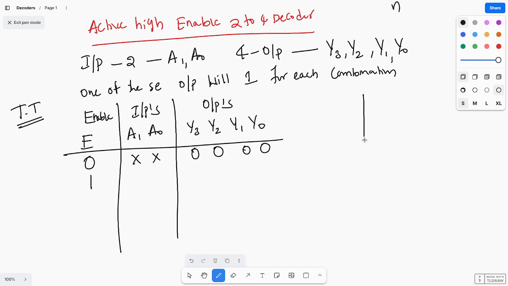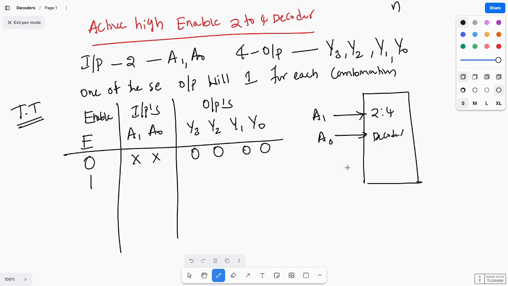If you see the block diagram, you have inputs A1 and A0, and this is a 2 to 4 decoder with active high enable. So when enable equals 1, it will be activated, and 4 outputs will be given. Let us take y3, y2, y1 and y0.